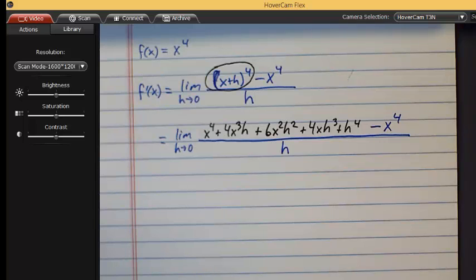You said there's an easier way than this? Is there an easier way than this? No, I think this is about as easy as we get. Oh, okay.